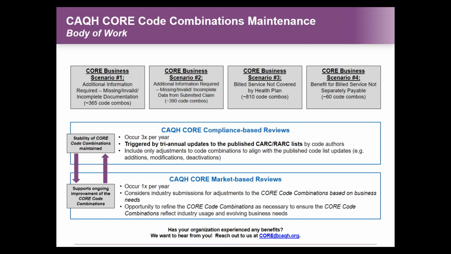2 types of review and adjustment are applied to the CORE code combinations via this process. First, compliance-based reviews occur 3 times per year and only consider changes to the published code list applied by the code committees since the last update of the CORE code combinations. Compliance-based reviews are triggered when the current published CARC and RARC lists are updated, which occurs in March, July, and November of each year. Additionally, market-based reviews occur once a year and consider industry submissions for improvements to the CORE code combinations to reflect industry usage and address evolving industry business needs. Market-based reviews occur concurrently with one of the compliance-based reviews, so essentially we have 3 review cycles each year.